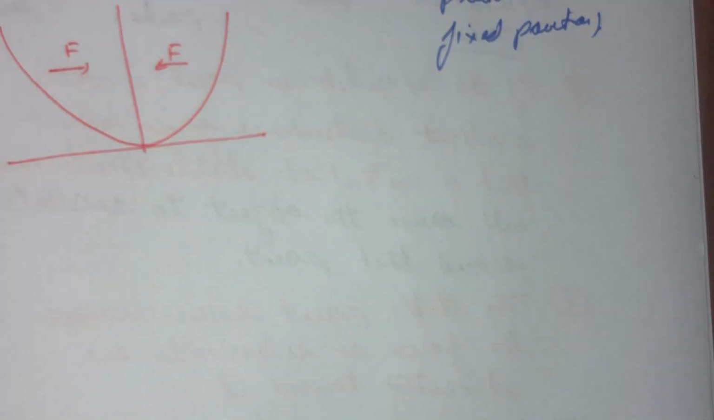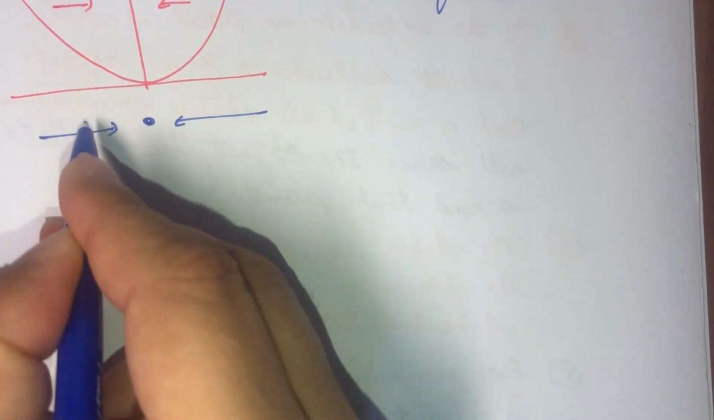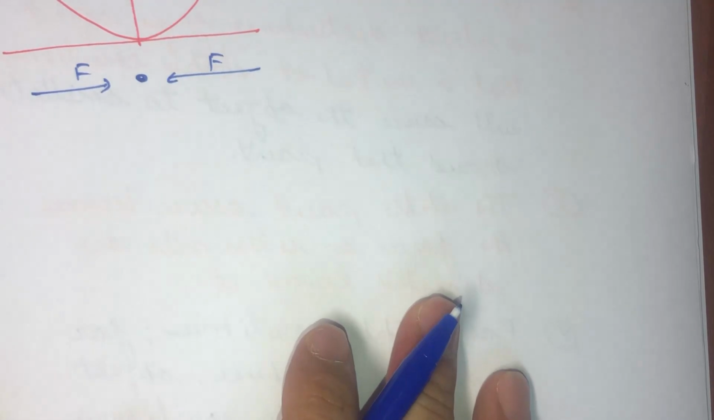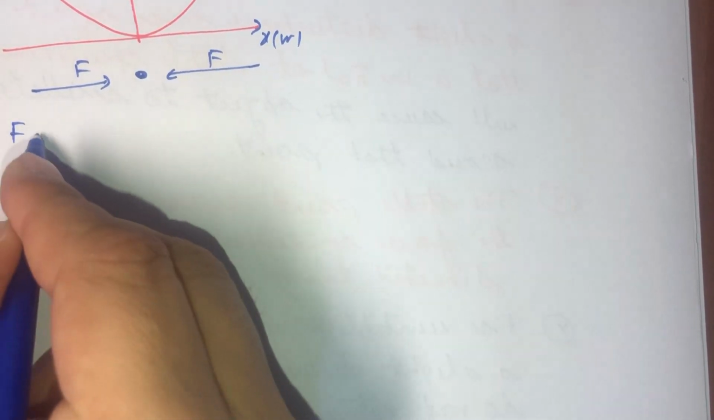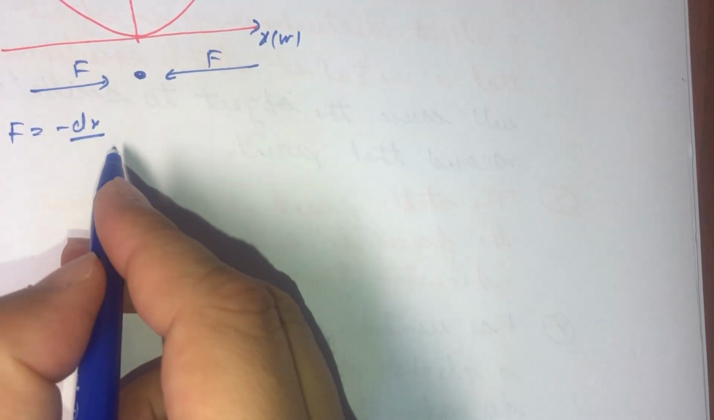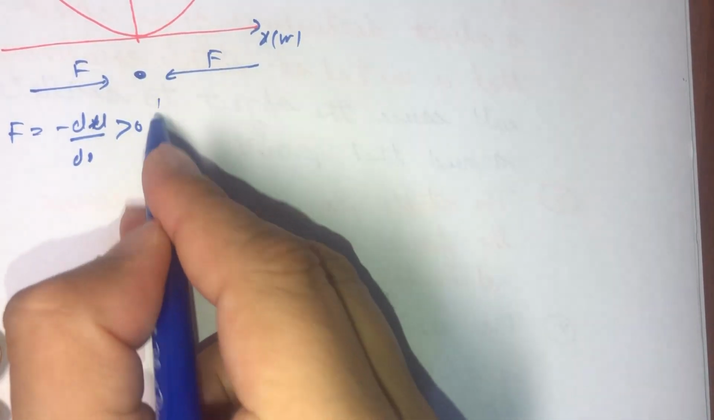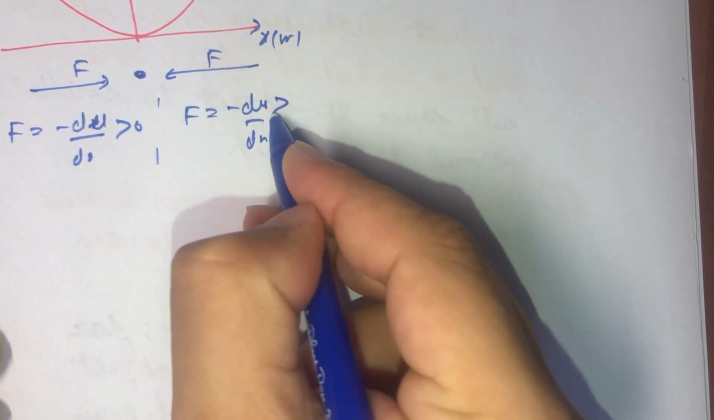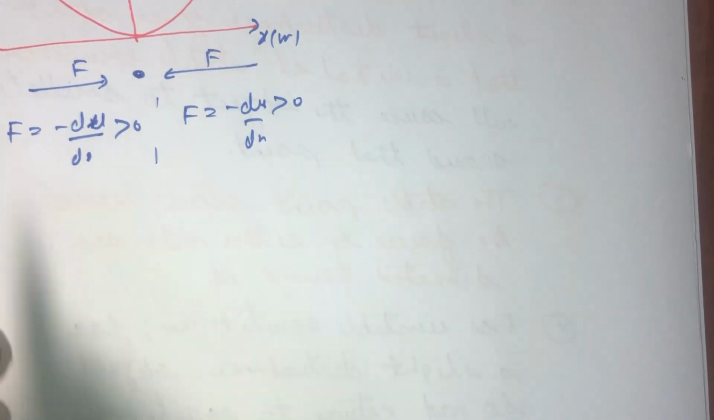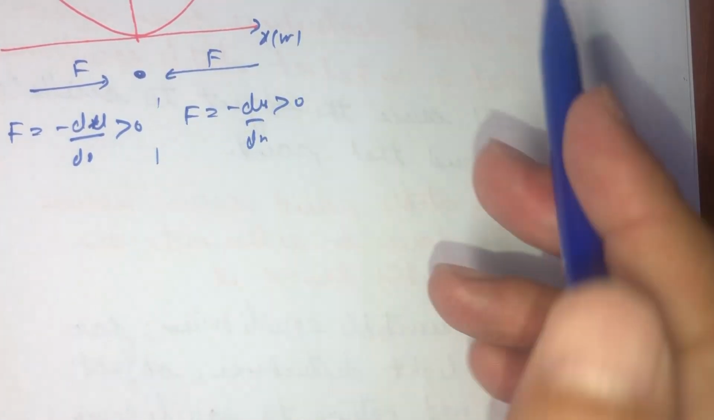So we have F, and here also F, and this is a fixed position. So the forces will be pointing towards the fixed position, and this is our displacement. So we can see F, which is equal to minus du by dx, is in this case also greater than 0. And here also F is equal to minus du by dx will be also greater than 0, because the direction of the force as well as x displacement is always in the opposite direction.